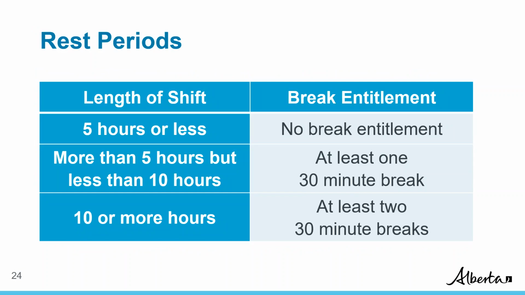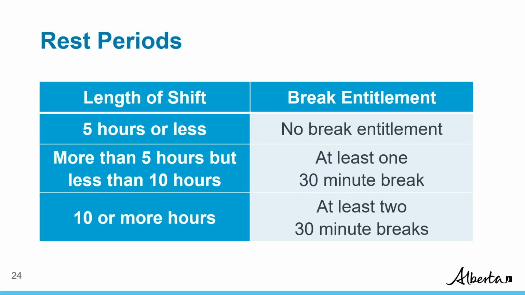Employees that work shifts for 5 hours or less will not be entitled to a break. If employees work more than 5 hours but less than 10, they are entitled to one 30-minute break. And if employees work 10 hours or more, they are entitled to at least two 30-minute breaks. If both parties agree, they can split the 30-minute break into two 15-minute breaks.